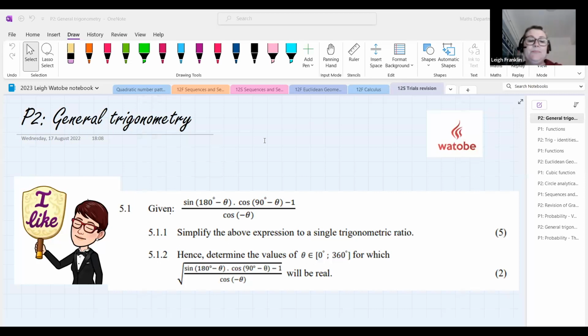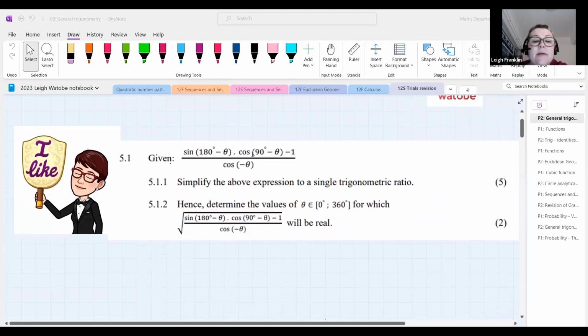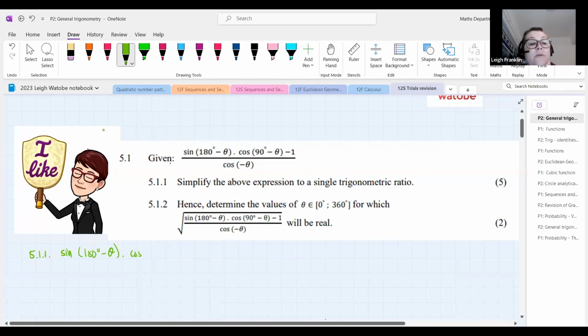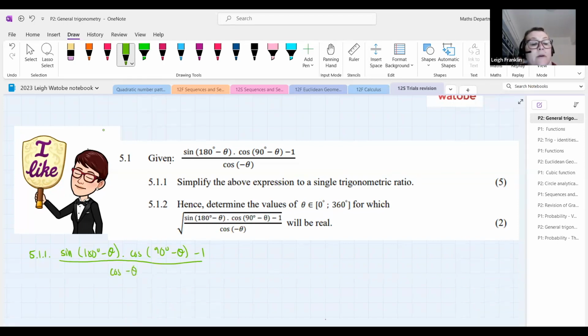Okay, all right, so let's continue with what we're doing. In 5.1.1, they ask us to simplify the above expression to a single trigonometric ratio, right? So we have got sine 180 minus theta, multiplied by cos 90 minus theta, minus 1 in the numerator. And in the denominator, we've got cos minus theta.